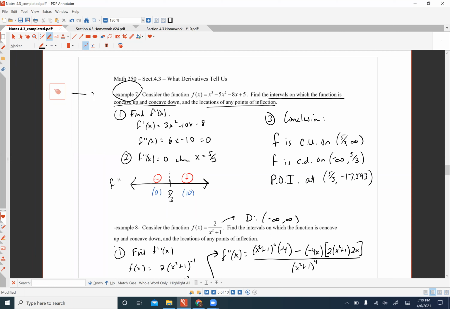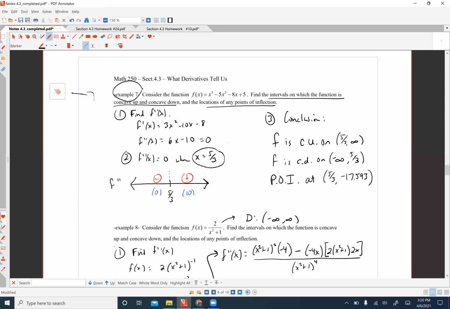So first, you have to take the derivative twice, so use the power rule. So 6x squared minus 10x minus 8. And then you take the second derivative. It turns out there's only going to be 1 point of inflection. So the second derivative is 6x minus 10. So where is the second derivative 0? It's 0 at x equals 5/3.